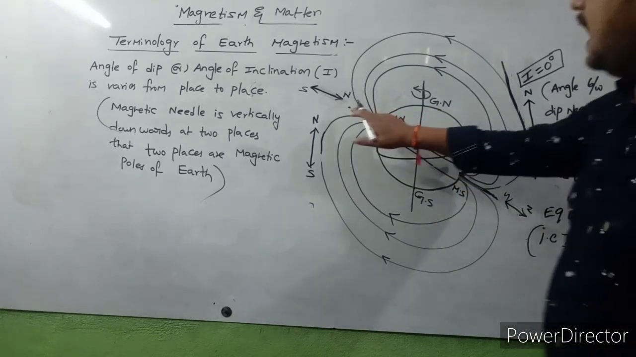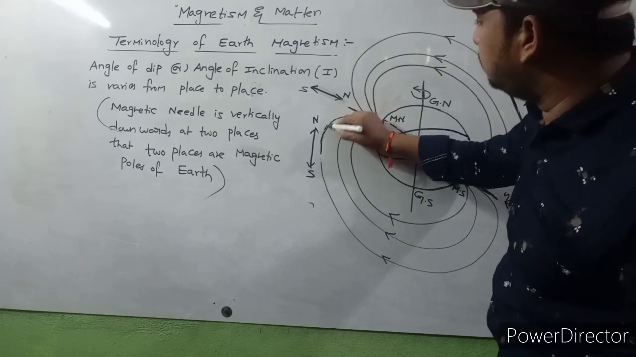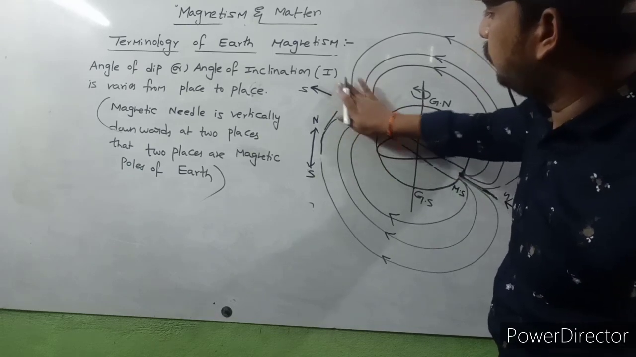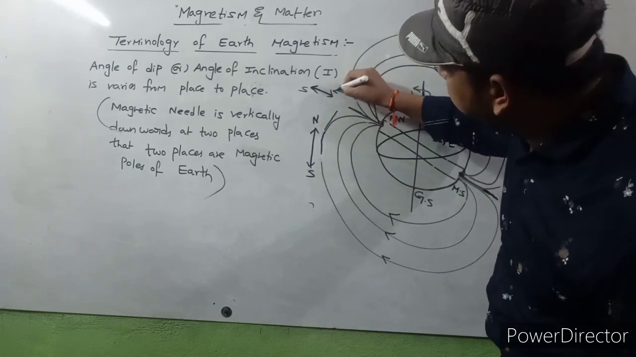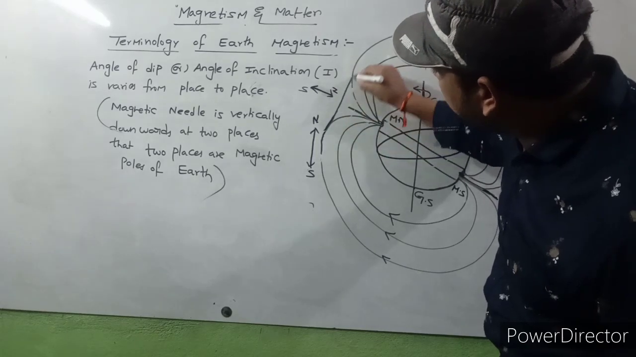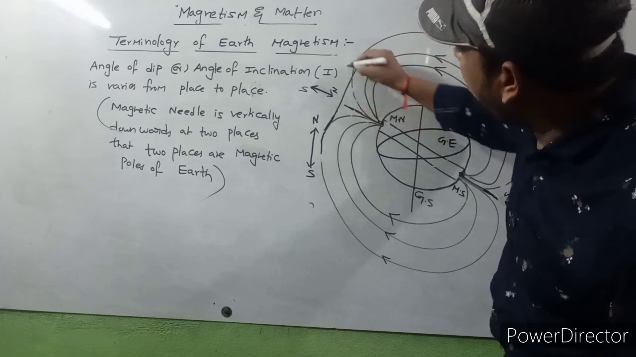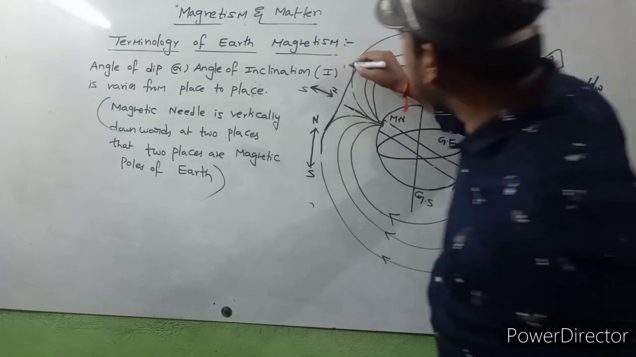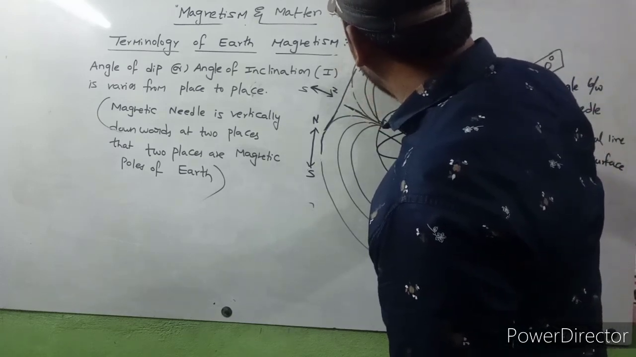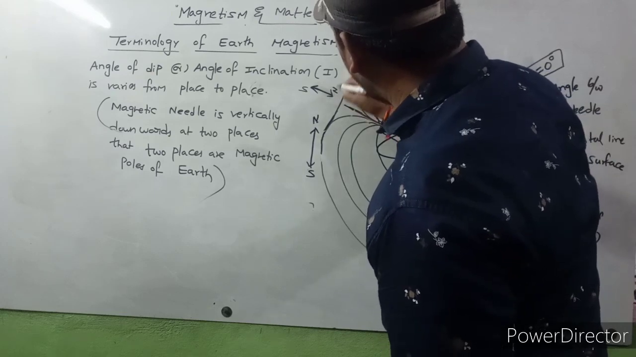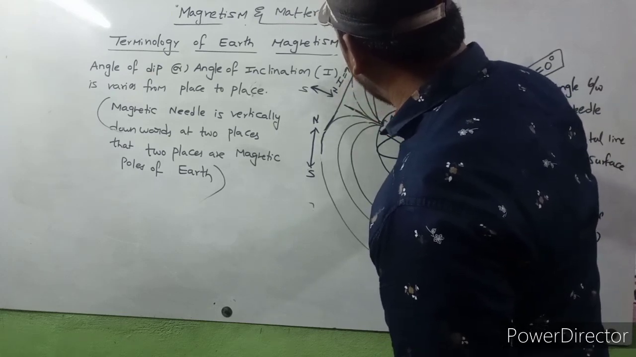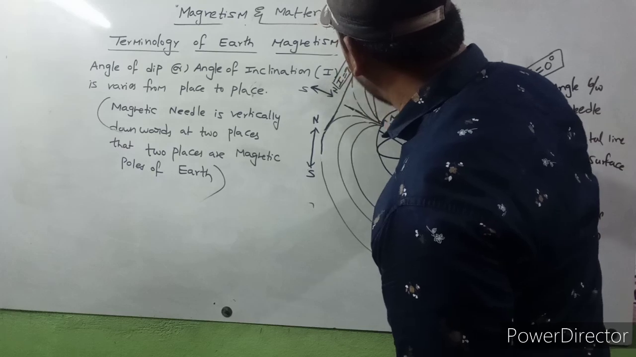Observe here, what is the angle between? This is a surface. Dear student, this is a dip needle. This is called a horizontal surface. What is the angle between these two? The angle between these two is 90 degrees. Here, in this case, I is equal to 90 degrees.